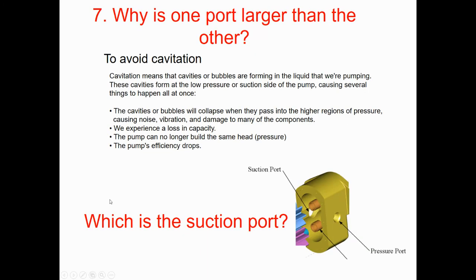Now, why is one port larger than the other? Simply to avoid cavitation. The suction port is going to be the larger one. This answers your question here. Cavitation means we're going to have some bubbles. It's something like when you try to drink bubble tea. If we have a smaller straw, it will be too hard to take the fluid if it's quite thick, and this will cause some bubbling within the fluid.